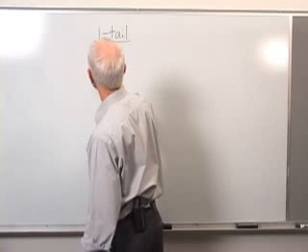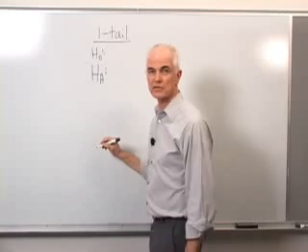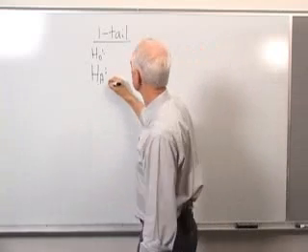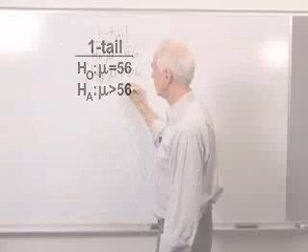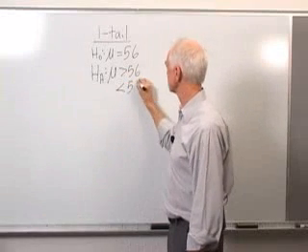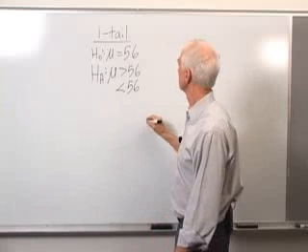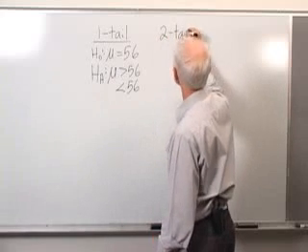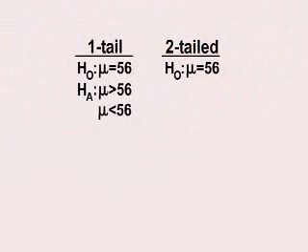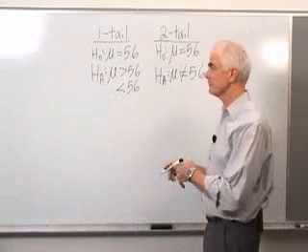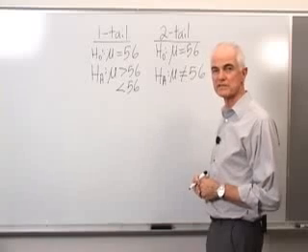In a one-tail test, our alternative hypothesis has a directional sign in it. For example, if we're testing that the mean is 56 in the one-tail test, the alternate hypothesis will either be greater than 56 or it will be less than 56. Of course, we pick one. In a two-tail test, our hypotheses are always equal and not equal.